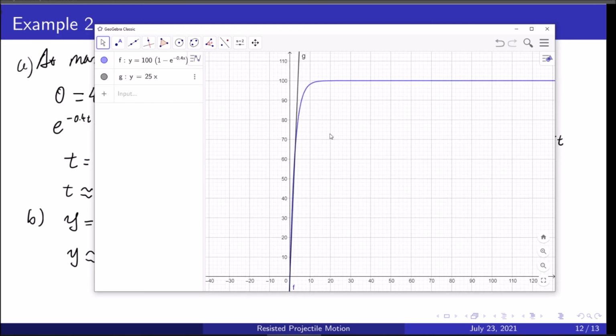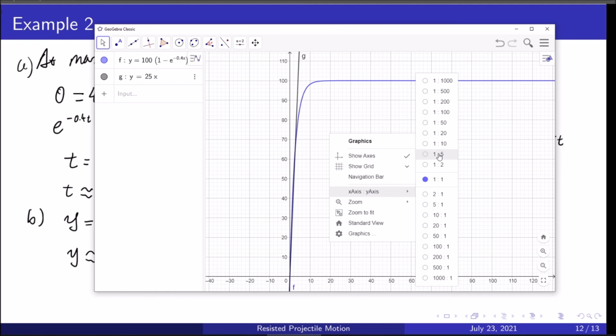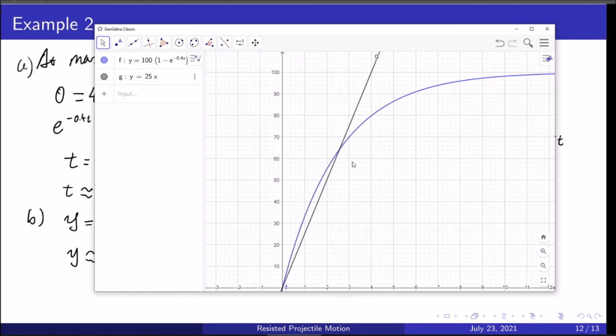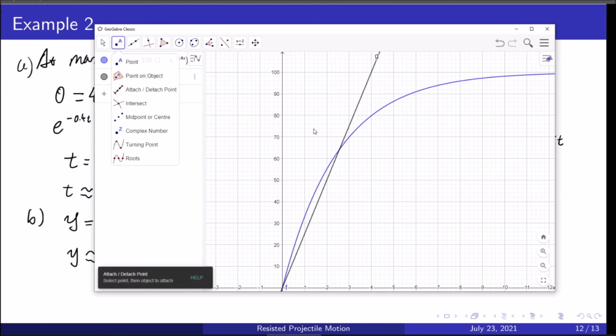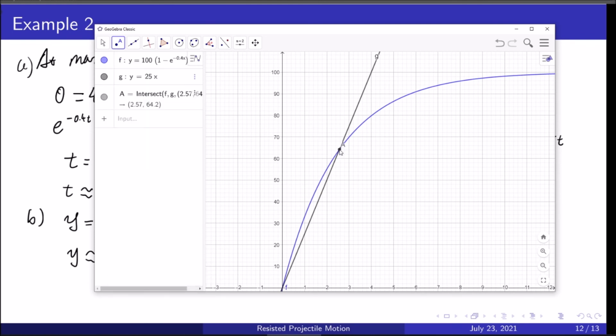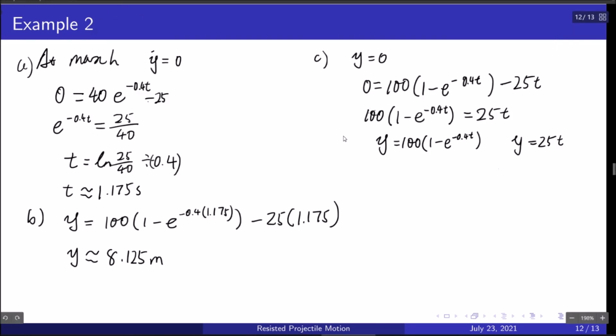It's not very helpful, so I'm just going to change the ratio of the x and y axis. As you can see here, there is a very clear intersection. The value here should be 2.57. Unfortunately, GeoGebra rounds off quite many decimal places. But as you can see here, 2.57 is where they intersect, which means t should be approximately 2.57. Cool, isn't it?